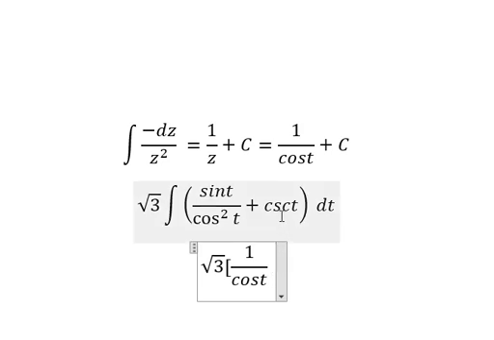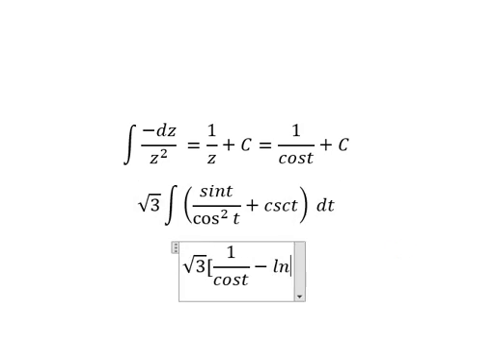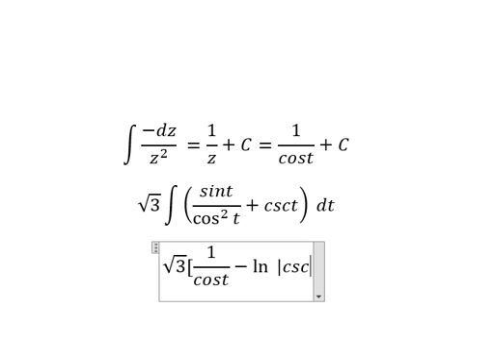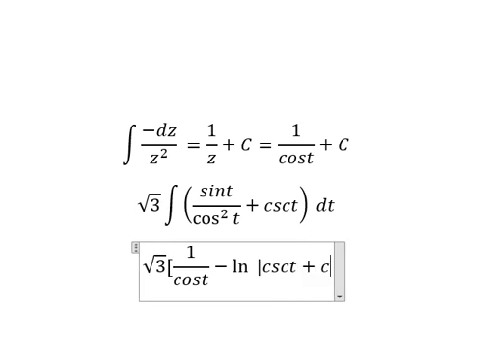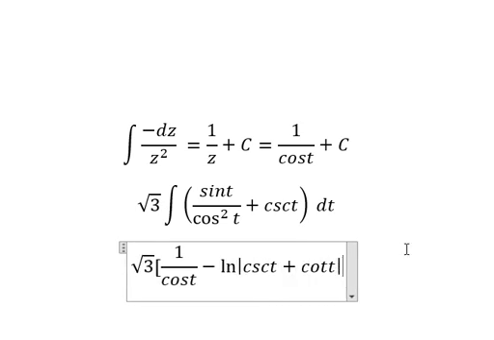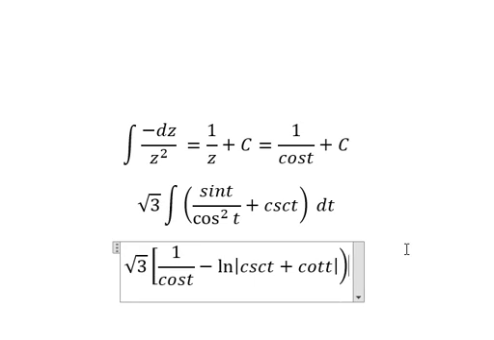The integration of cosecant of t, we have negative ln of the absolute value of cosecant of t plus cotangent of t. And I will put c in here.